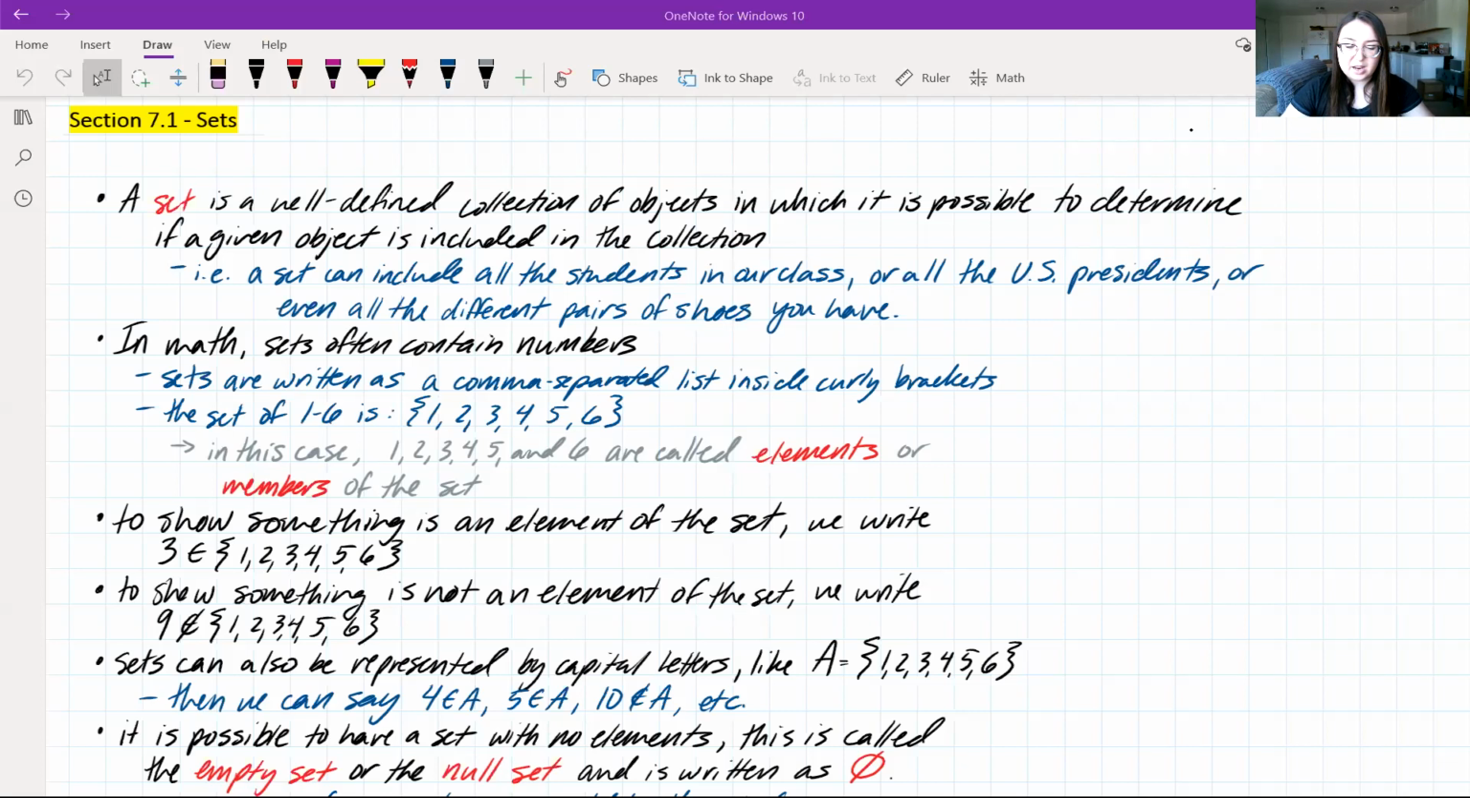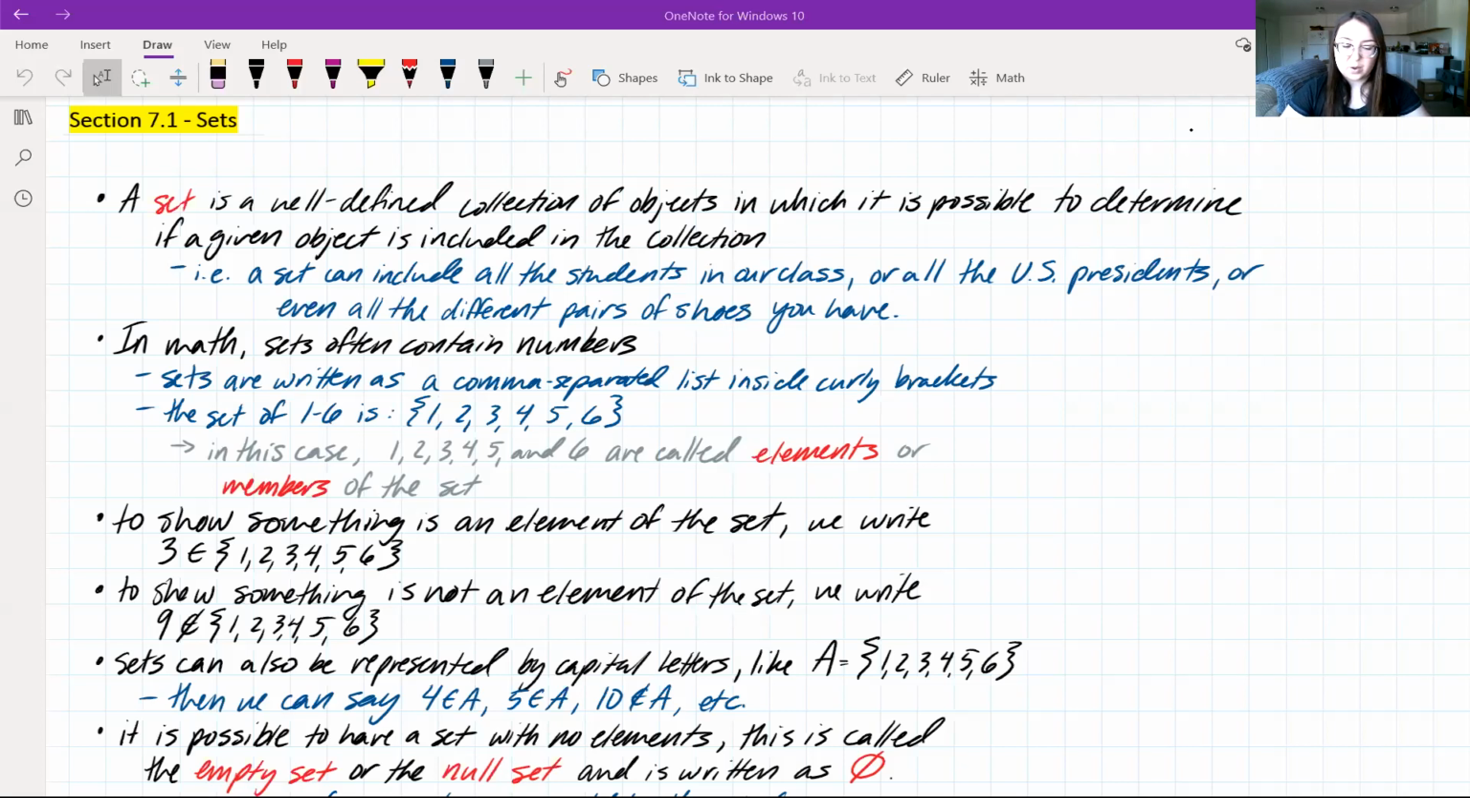Sets are written as comma separated lists inside curly brackets. Whenever you see a set, in this case we have a set of 1 through 6. So we have 1, 2, 3, 4, 5, 6, and they're inside curly brackets. When we look at this, we can think, well, okay, this is a set. It's written as a comma separated list inside curly brackets.